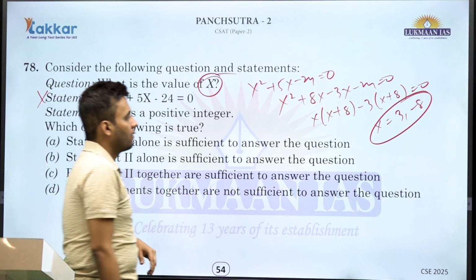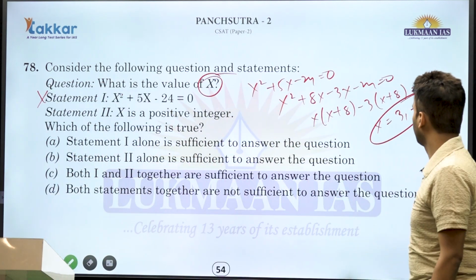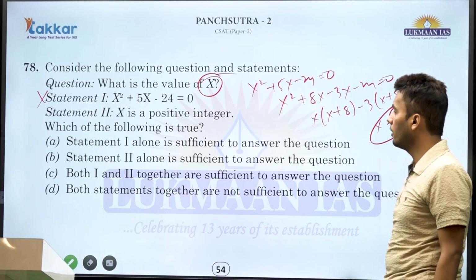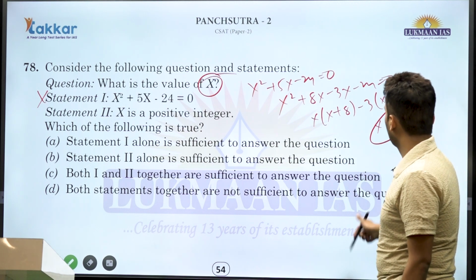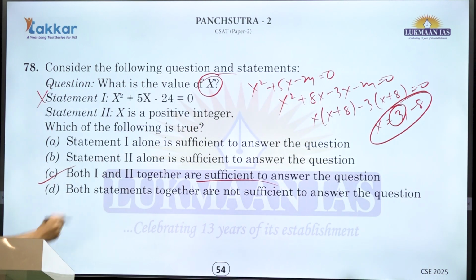Statement 2, x is a positive number. Now statement 2 clearly states that x is a positive integer, so x is 3. So when you combine statement 1 and 2, we can answer the question.